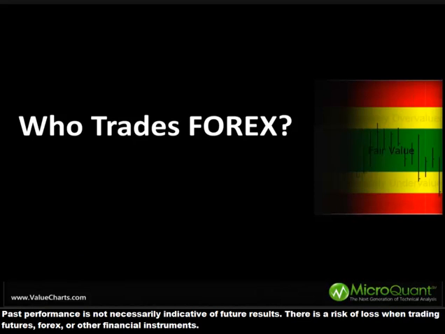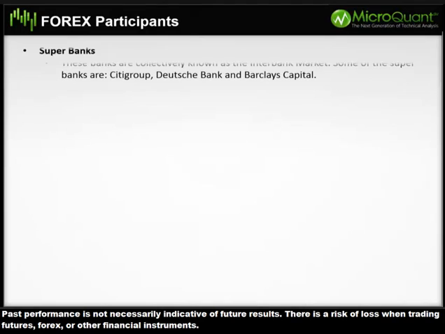So who trades the Forex market? There's a lot of people that really trade in this market. We'll go over a few of them here. Super banks. These are known collectively as the interbank market. Some of the super banks you might have heard of are Citigroup, Deutsche Bank, Barclays Capital, JP Morgan, Goldman Sachs, that sort of thing. These banks participate in it quite often, a lot of times to fulfill orders for their clients, especially international ones. So these are big market participants here.